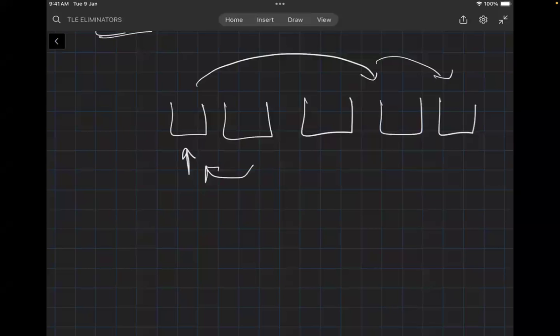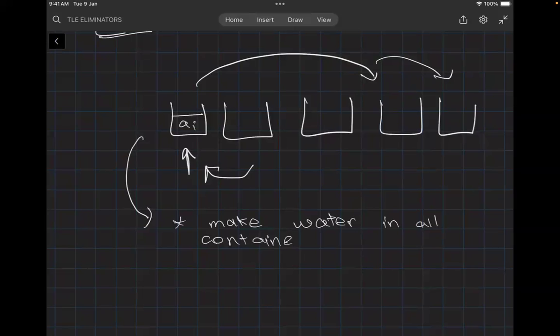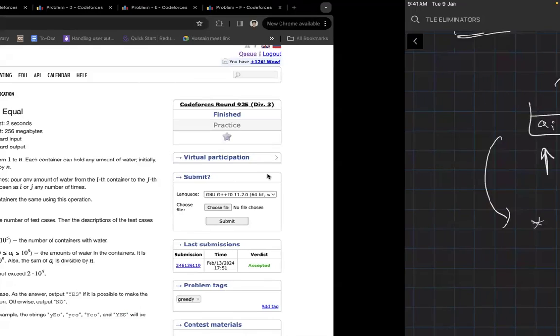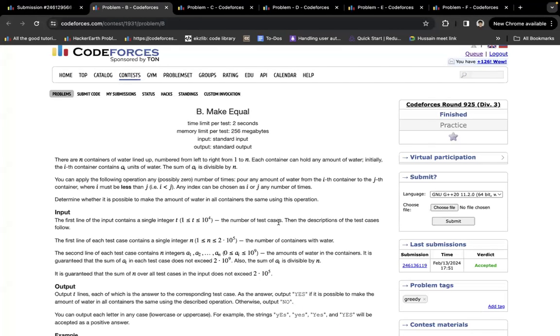Now, each container contains some water Ai in it, okay? Our job is to make water in all containers equal. And also it is given that the sum is divisible by the number of containers, right? Here it is given, the sum of Ai is divisible by n.